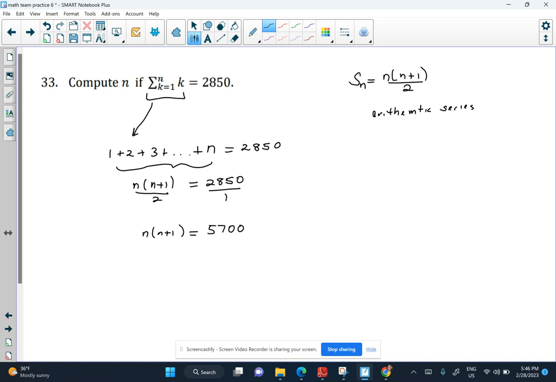5,700. Now what? Well, it looks like it can distribute, so I'm kind of going with the flow, and I get n squared plus n is equal to 5,700. I subtract 5,700 from both sides of the equation, and now I'm going to factor. And you're going to say, this is Poland. That's a crazy high number to factor.